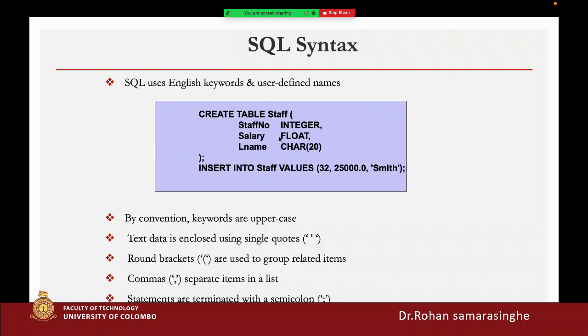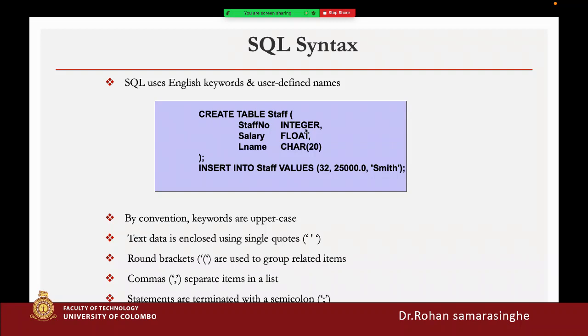Salary, which can have some decimal points, so that is float. The last name is character, and we set the length of the character. Those data types are also written in English capital letters. CHAR means character, and you can enter a maximum of 20. Then close the bracket and the semicolon. This is the simple one. And if you want to insert data, you can use the INSERT INTO keyword, and for what? The staff table, and then you can enter the values.